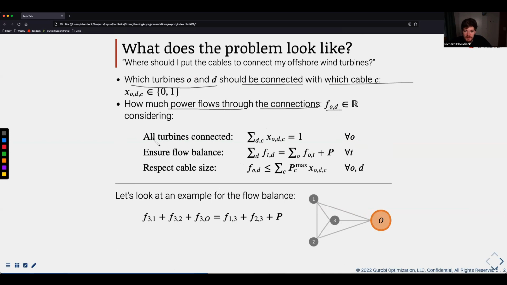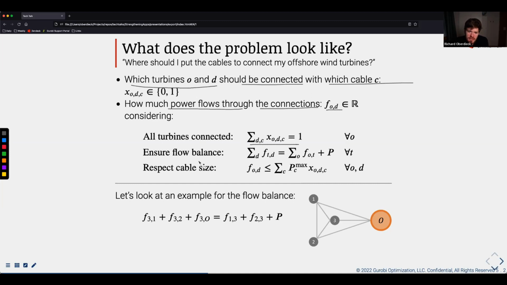And we have a couple of considerations to make. First of all, just as with Steve's example, we have to make sure that all turbines are connected, so they have an outgoing cable. This is like every customer having to have a connection to a factory. Every turbine has to have a connection to another one where it can send its electricity.